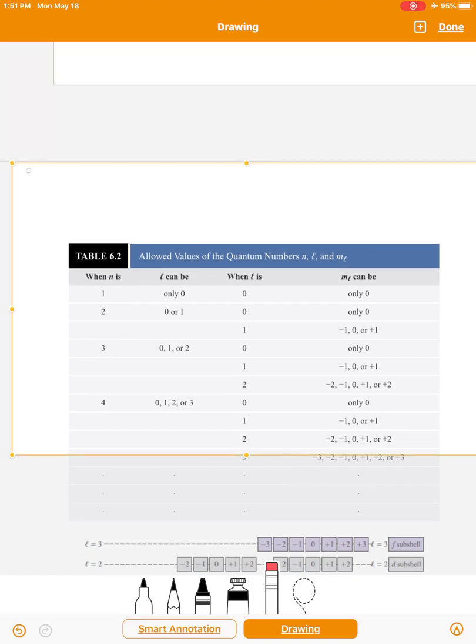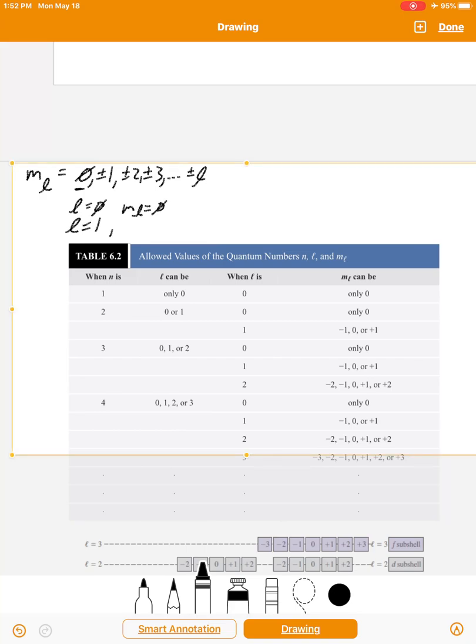Okay, so m sub L can be 0, plus or minus 1, plus or minus 2, plus or minus 3, all the way up to plus or minus L. Meaning that if L is 0, m sub L is limited to 0. But if L is 1, m sub L could be 0 or plus 1 or minus 1.